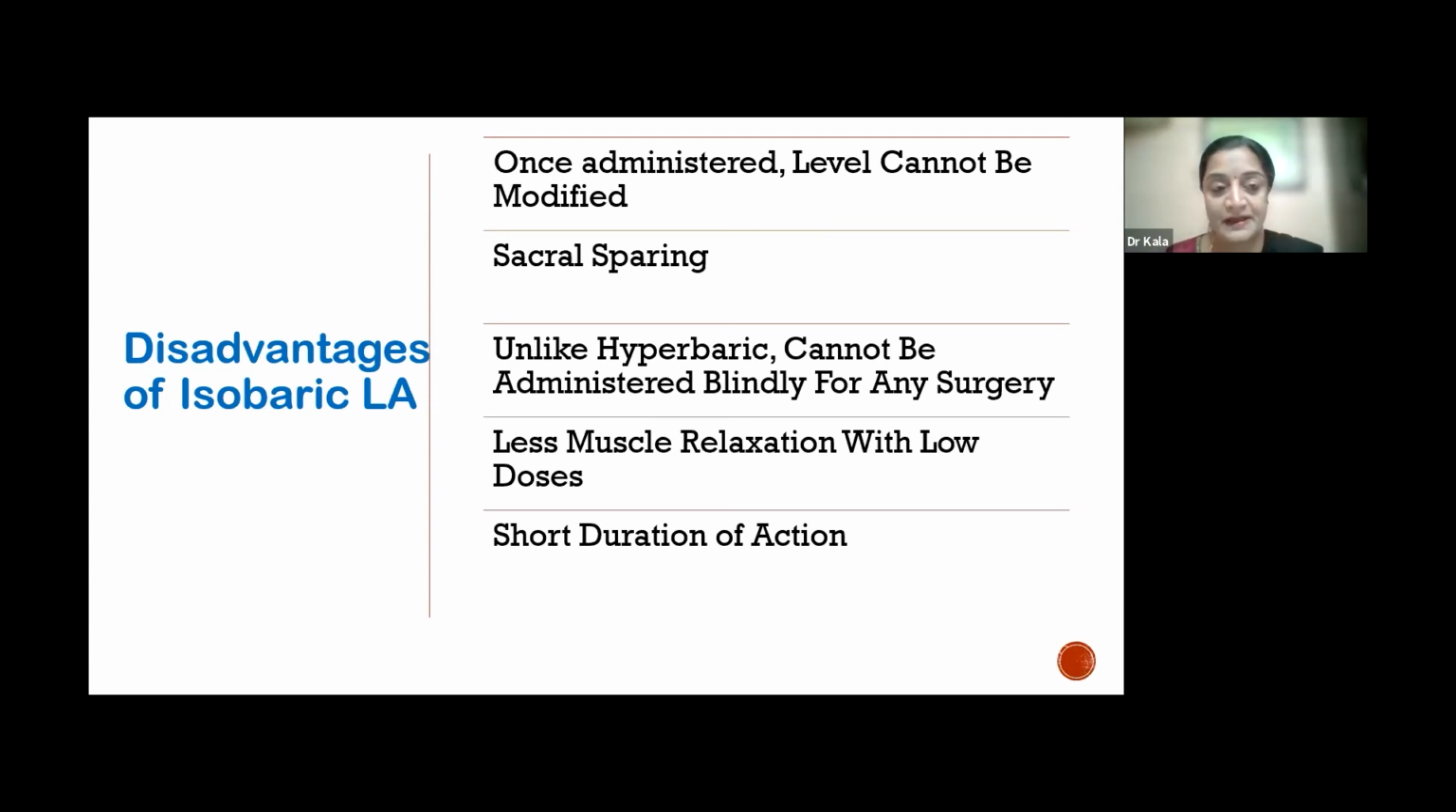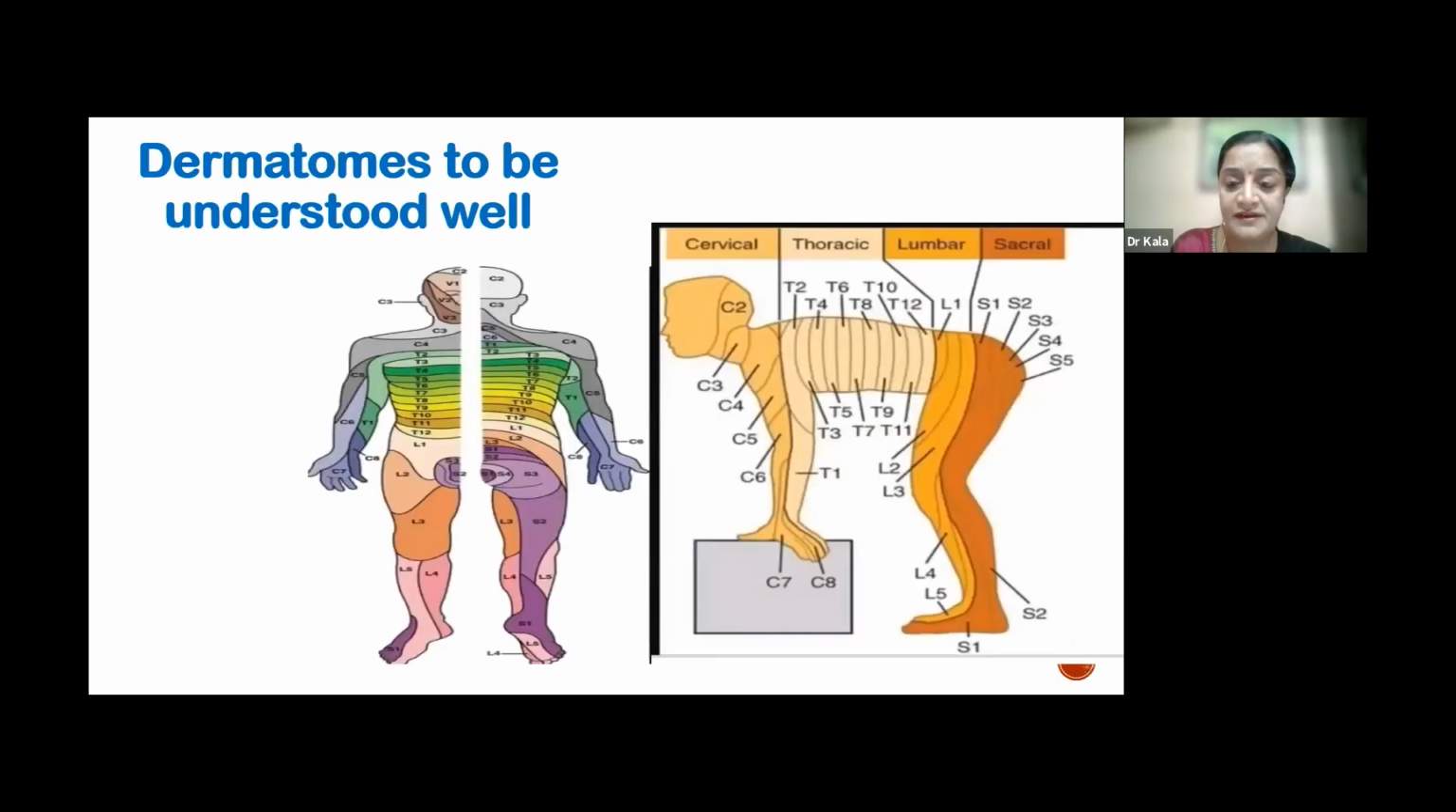What the surgeon is planning, you have to discuss with him, till what extent the surgery goes. And it gives less muscle relaxation with low dosage. So if the surgery needs more relaxation, or the surgeon needs more relaxation, you have to keep this in mind. It is of shorter duration of action. So you may need to supplement with an epidural catheter so that you have a catheter as a backup plan. The dermatomes have to be understood very well.